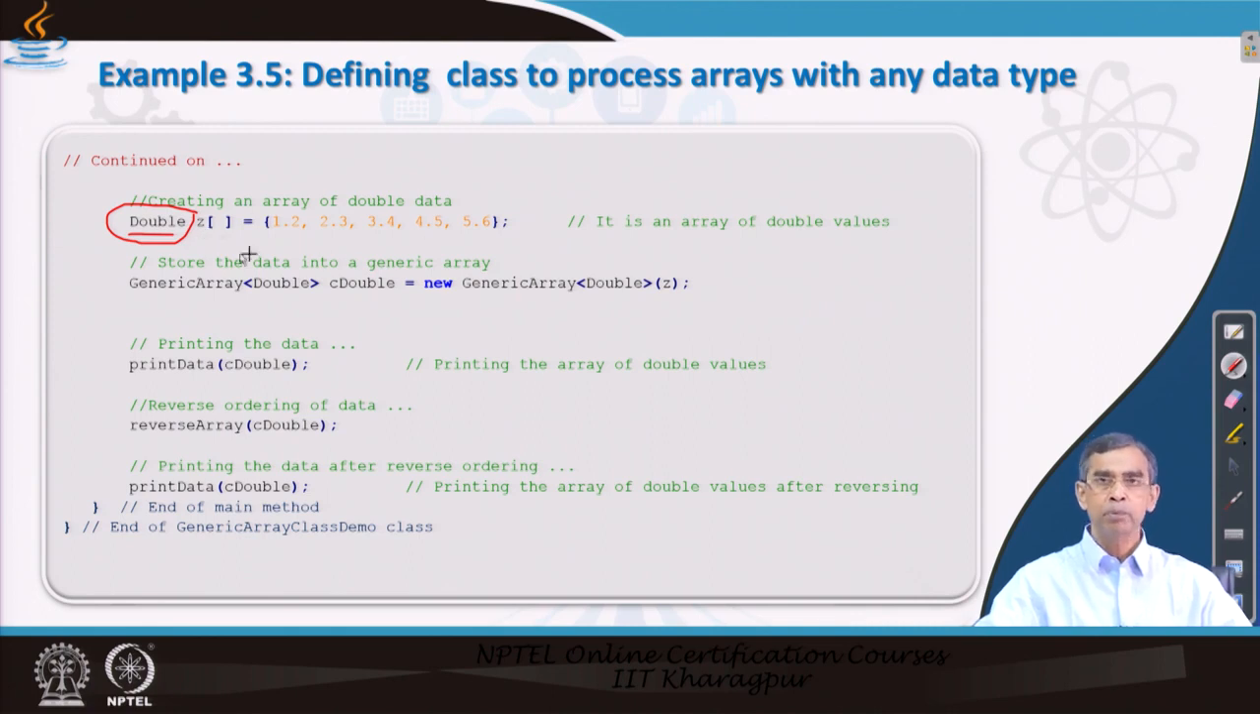So, you have to pass an object, because in the case of a generic class, whatever template you define, this template holds only for objects, not for any general values.